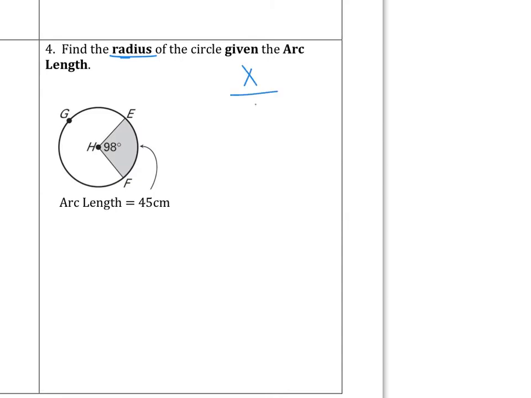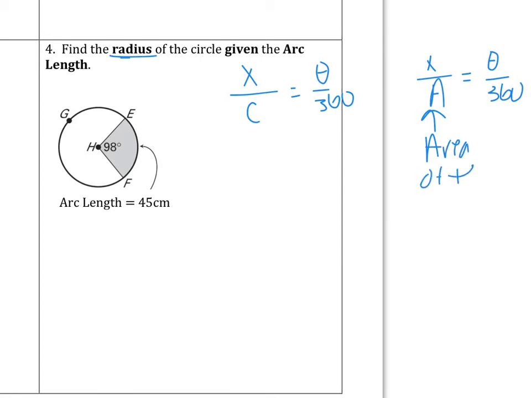So x over circumference equals theta over 360. That one is when we're using the circumference or when we're using length. The other one we know, x over area equals theta over 360. And remember, this area is the area of the entire circle. So it might not just be the A in the problem, it's going to be the area of the entire circle. All right, so back to this one where we've got arc length.